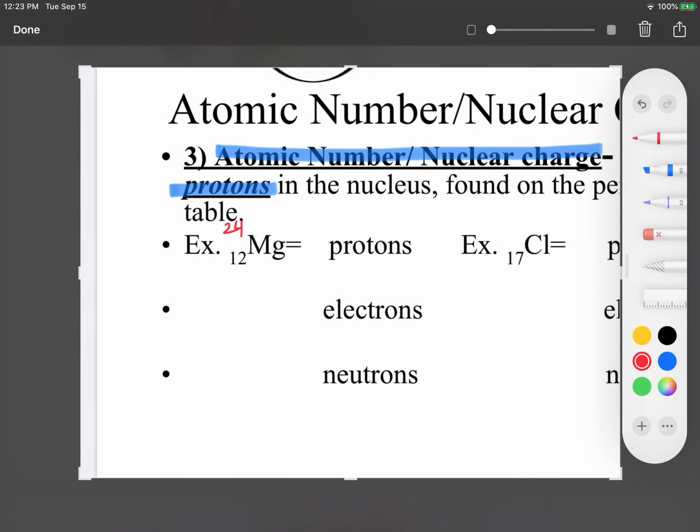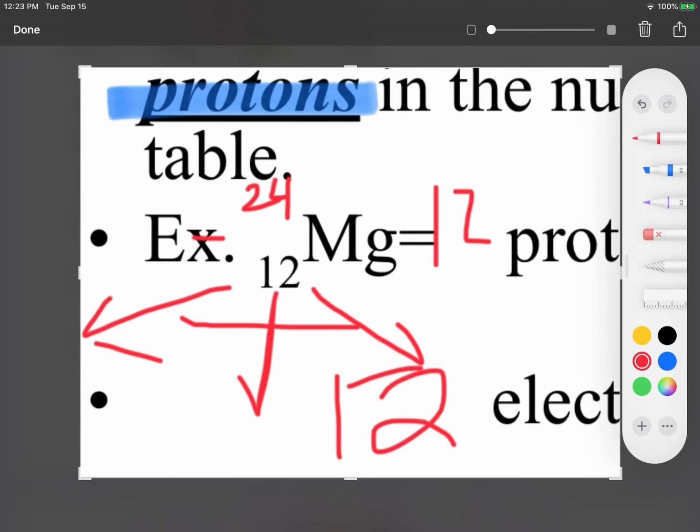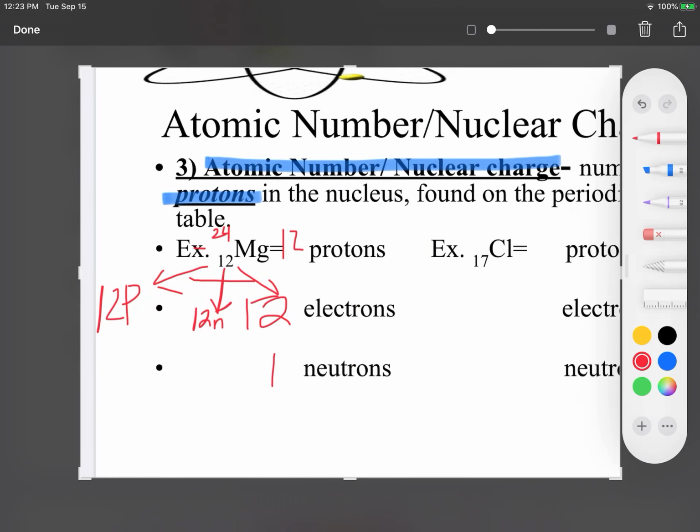So now, we said protons is P. How many protons are here? Well, there are 12. So write 12 there. How many electrons are here? Well, in an atom, all atoms are electrically neutral. So if I have 12 protons, I will have 12 electrons. And again, to calculate the number of neutrons, you simply subtract: 24 minus 12 gives me 12 neutrons. So let's put a 12 there.